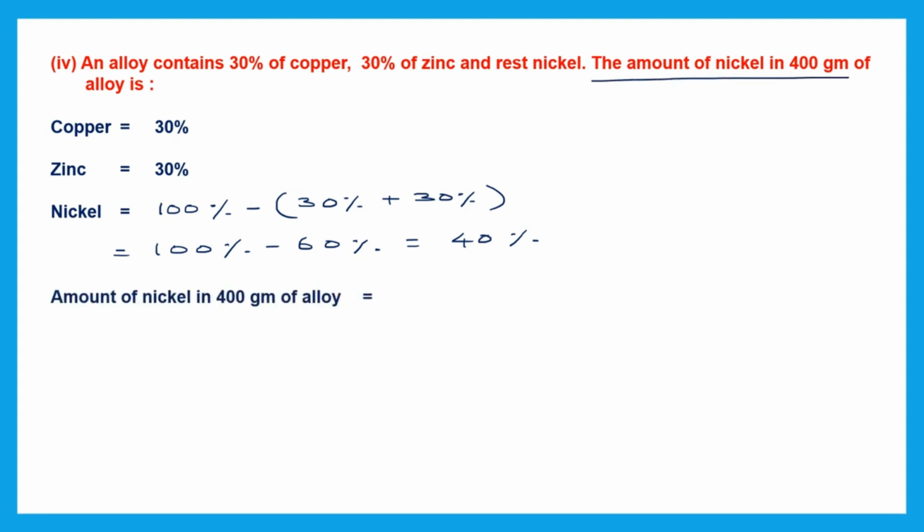Now the question is the amount of nickel in 400 grams of the alloy. Amount of nickel will be 40% of 400 grams of the total, isn't it? So 40% of 400 grams will be the amount of nickel and this is our answer and that will be option A. So option A, 40% of 400 grams. That is our answer, option A.